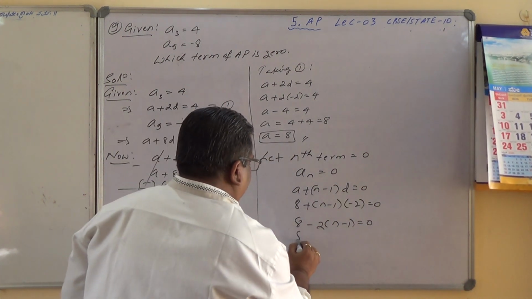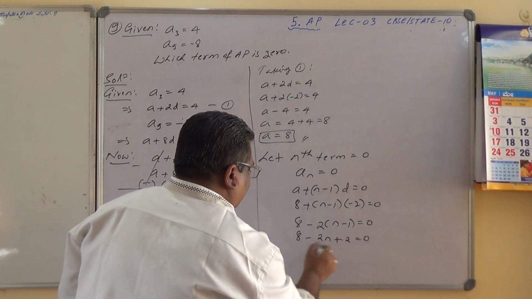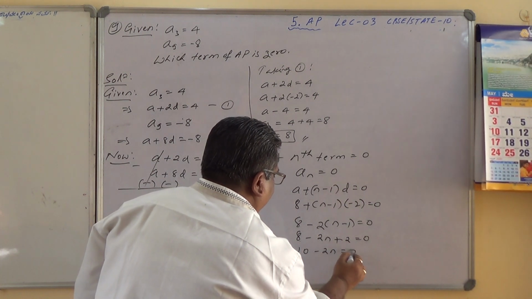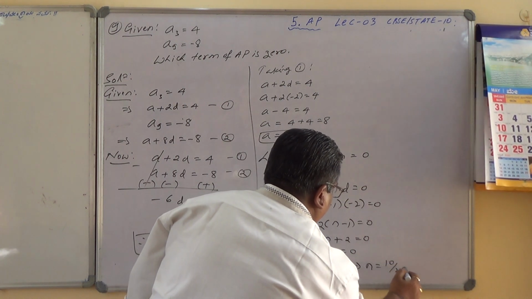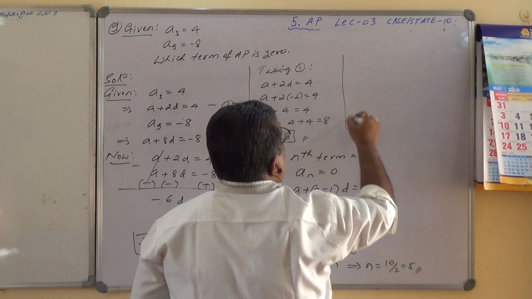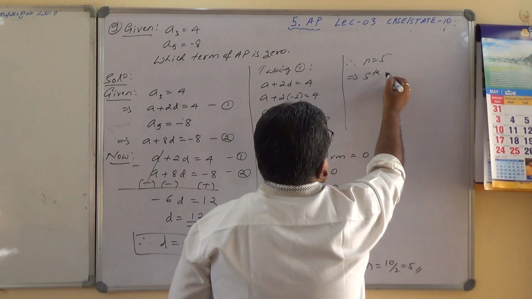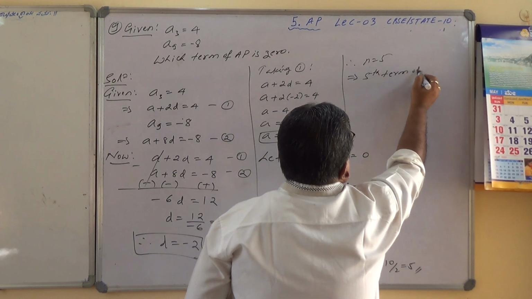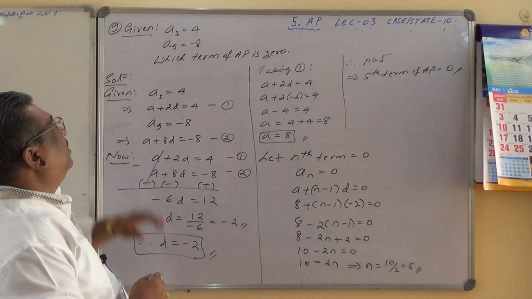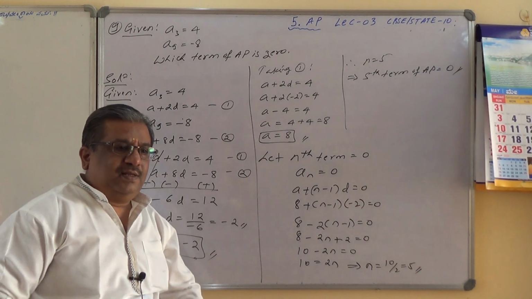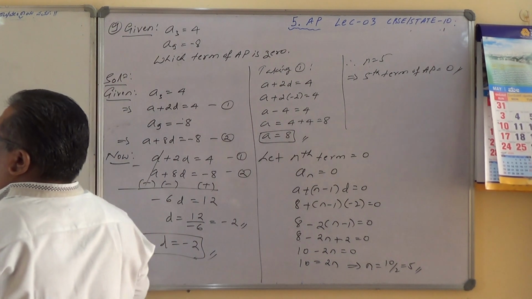Isn't it? 8 minus 2n plus 2 equals 0. So 8 plus 2, 10. 10 minus 2n equals 0. 10 equals 2n, implies n equals 10 by 2, which equals 5. And therefore I'll write n equals 5, implies fifth term of AP equals 0. Check the answer. Question number 9, fifth term of the AP is 0. It is correct. Okay, we'll go to next, 10th sum.